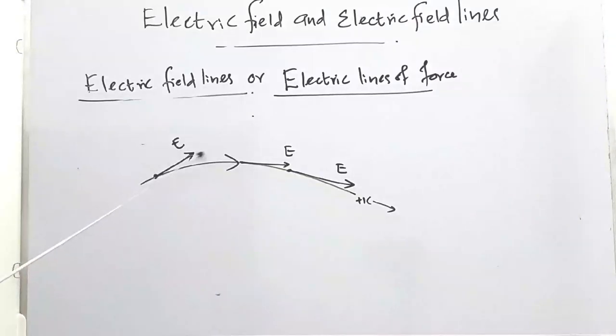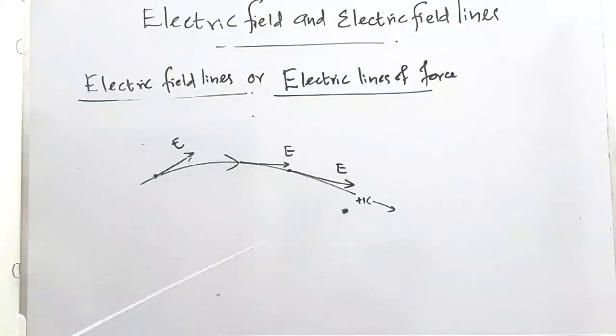Imagine that this is an electric field line along which this unit positive charge is moving. To find the direction of electric field at this point, I am drawing a tangent here. So this tangent will give the direction of electric field at this point. Now if you want to get the direction of electric field at this point along the curve, or along the electric field line, you have to draw a tangent here. So this tangent will give the direction of electric field at this particular point.